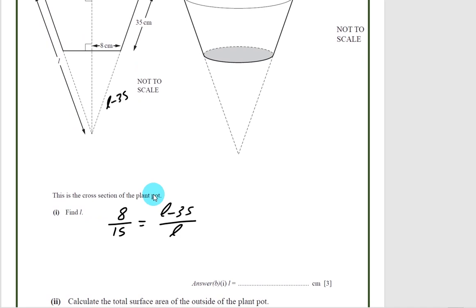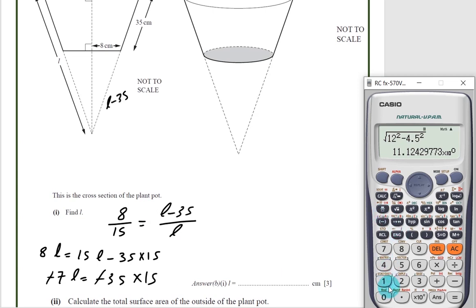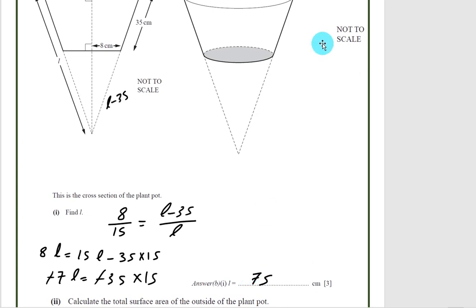Okay, so let us write the equation: 8L is equal to 15 multiplied by L minus 35. So minus 7L is equal to minus 35 multiplied by 15. This minus will cancel this minus, so the big L will equal 35 multiplied by 15 divided by 7. So the slant length here is equal to 75. The slant length here is 75 centimeters.